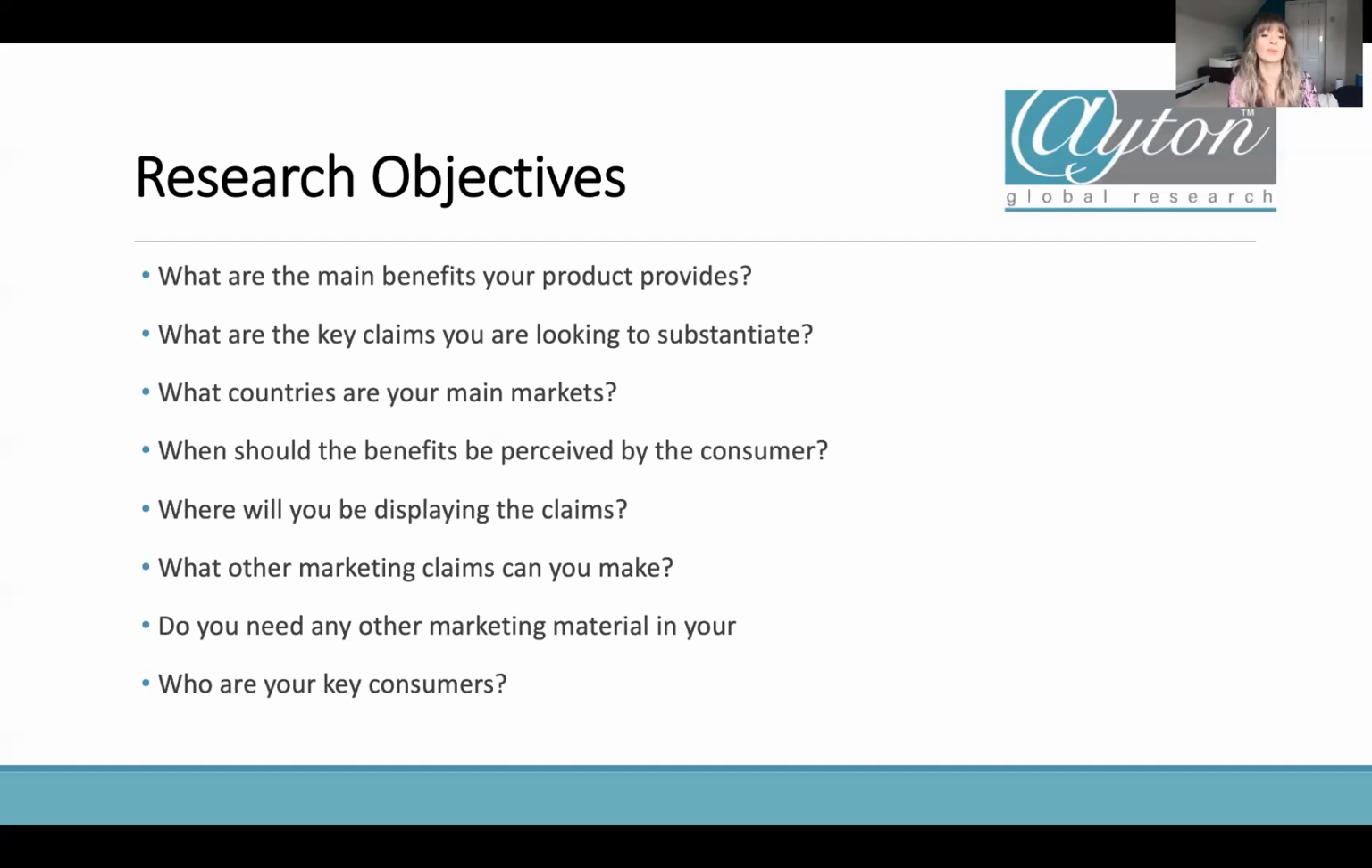The main thing to think about as well, though, is who are your key consumers? So really think about who that is in terms of age, gender. Are you a very inclusive brand? Do you want to have a range of ethnicities? If it's a shampoo, do you want to have a range of different hair types? All of these kinds of things. Think about who you want to purchase your product at the end, and that is who we will select.